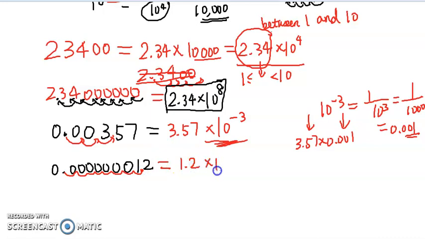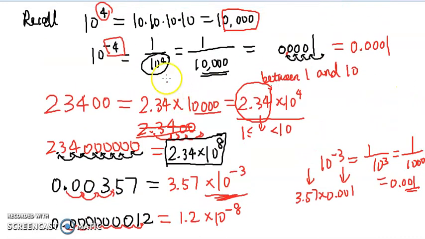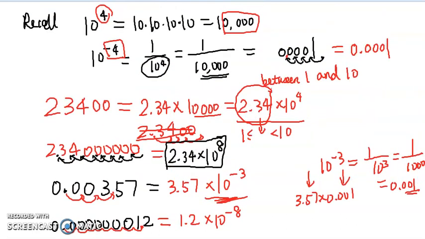8. Because we're moving to the right, we're going to use a negative exponent. So when the number is very small, 0 point something something, you're going to multiply by 10 to a negative exponent. But if it's very, very big, you're going to multiply by a positive exponent. So that's scientific notation.